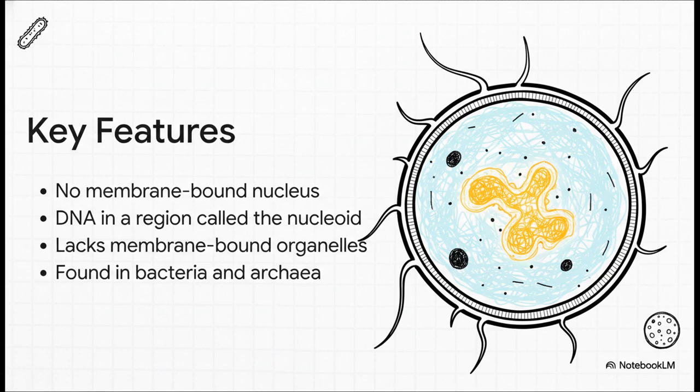So what does that mean in practice? Well, there's no protective bubble around the DNA. It's just kind of floating around in a specific area called the nucleoid. These cells also skip all the other fancy membrane-bound compartments, or organelles. No mitochondria, no endoplasmic reticulum, none of that. You'll find these guys everywhere as they make up all bacteria and archaea. Simple but incredibly good at what they do.